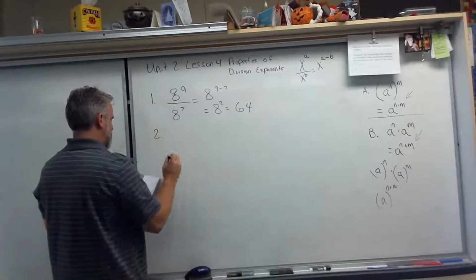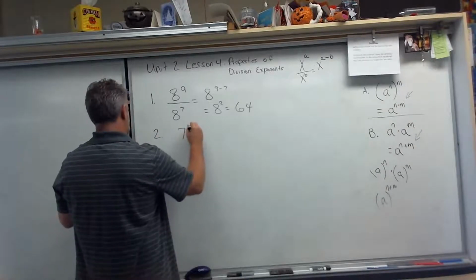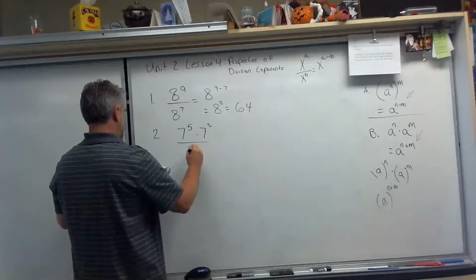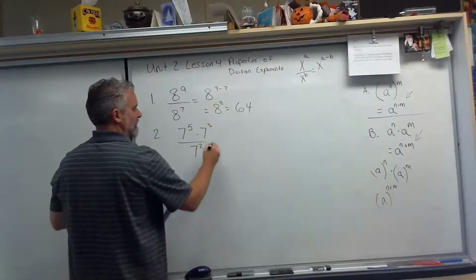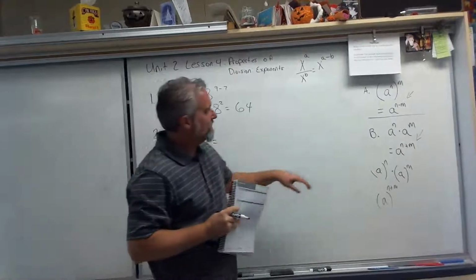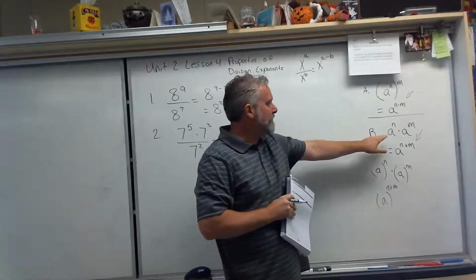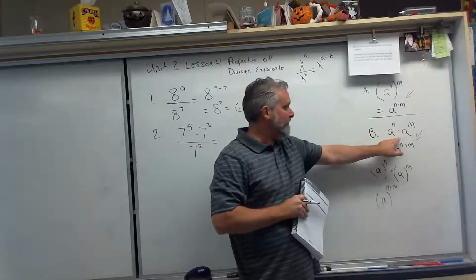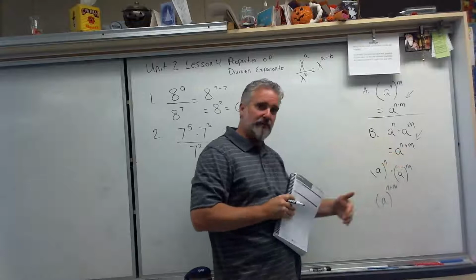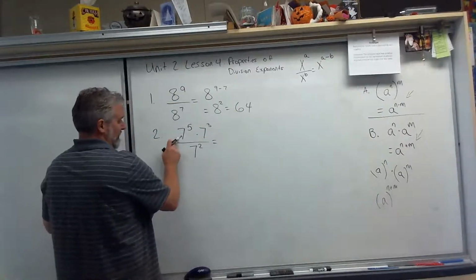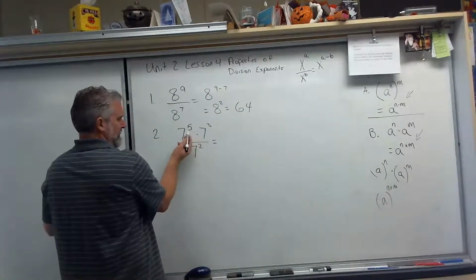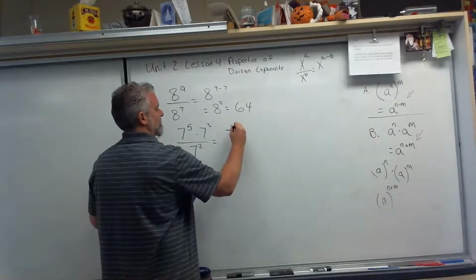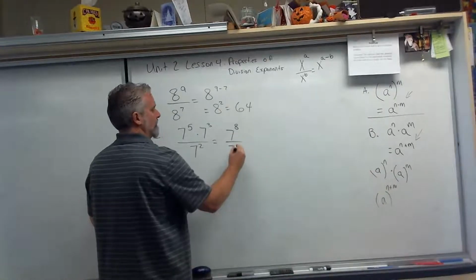Problem number 2. We have 7 to the 5th power times 7 to the 3rd power over 7 to the 2nd power. So this one follows our format B, where base raised to an exponent times base raised to an exponent again, and these are the same bases. We're allowed to add the exponents. So rewriting this, 7 to the 5th times 7 to the 3rd, 5 plus 3 is going to equal 7 to the 8th over 7 to the 2nd power.